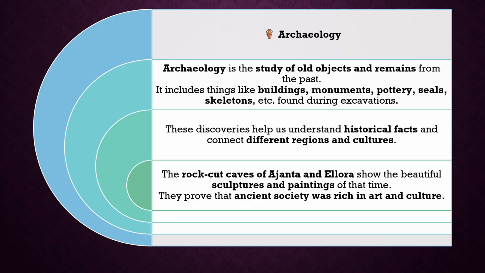Archaeology is also one of the sources of history which helps us to reconstruct the ancient society. What is archaeology? Archaeology is the study of old objects and remains from the past. It includes things like buildings, monuments, pottery, seals, skeletons, etc. And these are found during excavations. Excavation is the process of digging the ground to find old objects. These discoveries help us to understand historical facts and connect different regions and cultures.